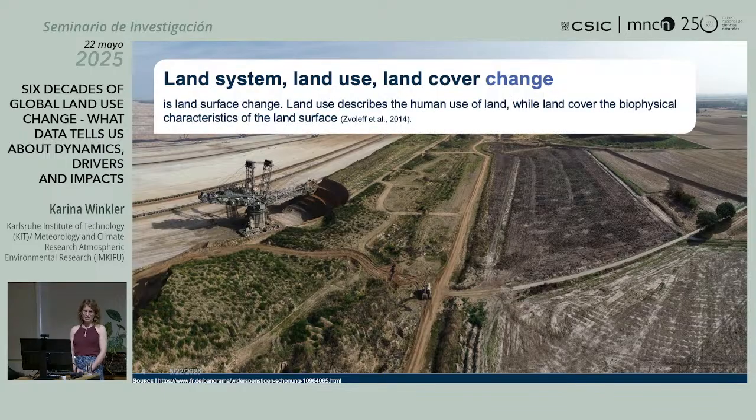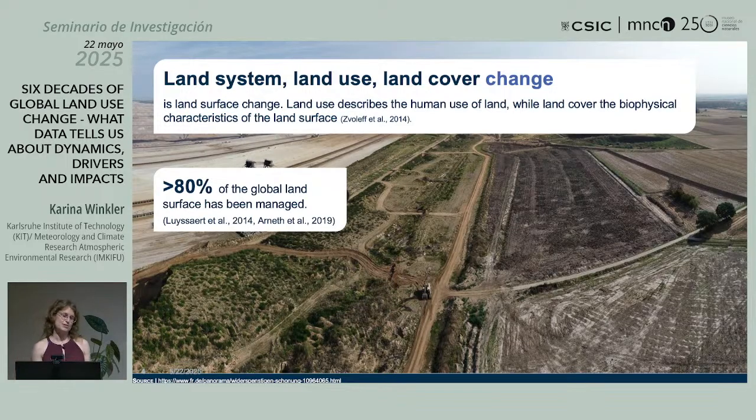So when talking about land system change, we talk about land use and land cover change. Land use describes the purpose of how we use the land, while the land cover describes the biophysical properties of the land surface. Why do we care? So land use change is all around us. Over 80% of the global land surface has been managed during the last millennium.